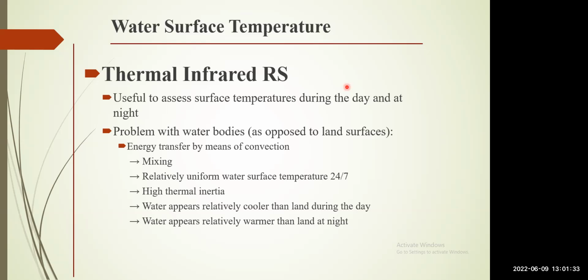Water surface temperature, we can calculate basically whenever we are talking about thermal infrared remote sensing, which I hope you have studied in the last lecture of remote sensing. Thermal infrared remote sensing is useful to assess the surface temperature during the day and at night, all the time.